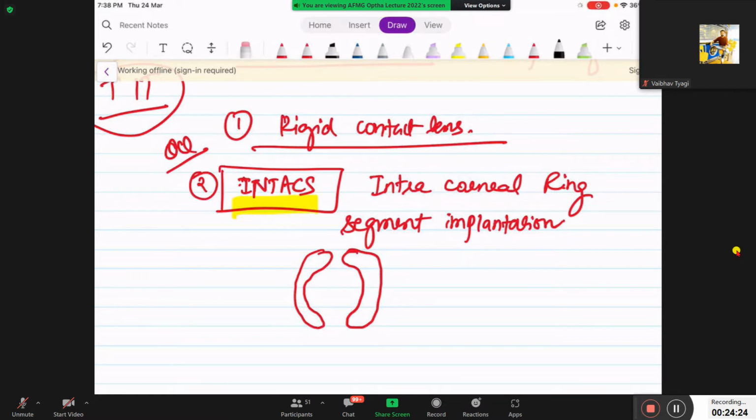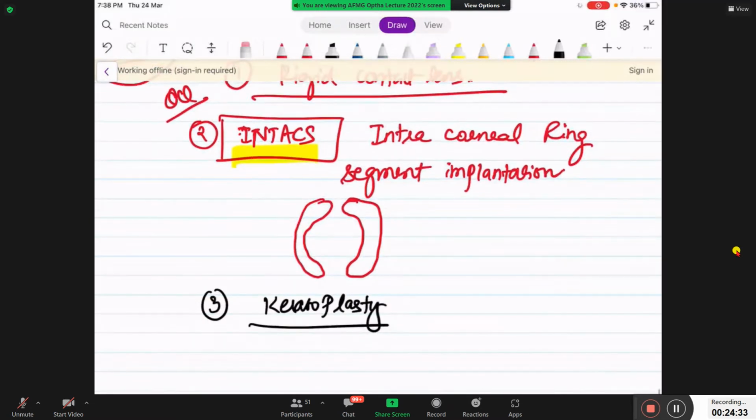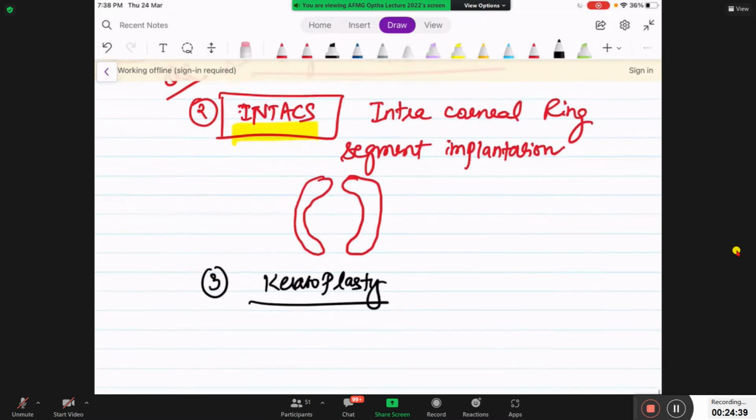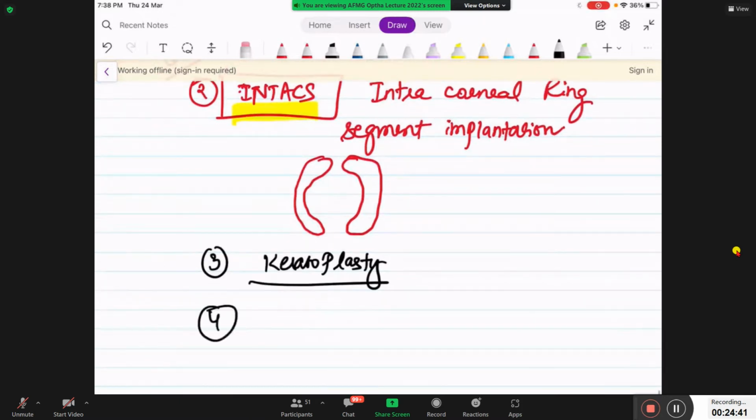Third is keratoplasty. Kerato means cornea, plasty means transplant. So we can also transplant the cornea from the donor. Clear? Fourth treatment option, which is very, very important for your exam.